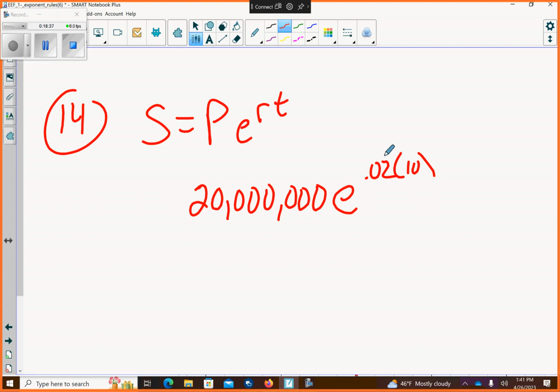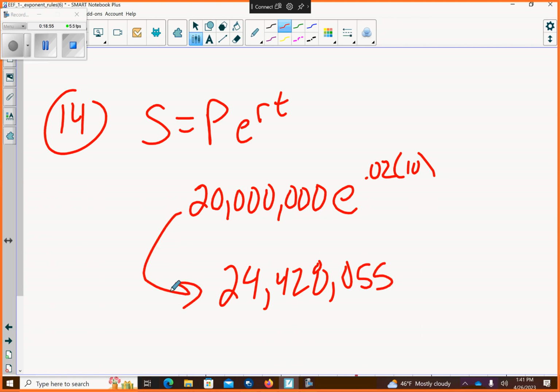And so we can do that pretty quickly. 20 million times e to the 0.02 times 10. So this country that they're talking about, you go up to this many people. So in 10 years, jump up 4 million.